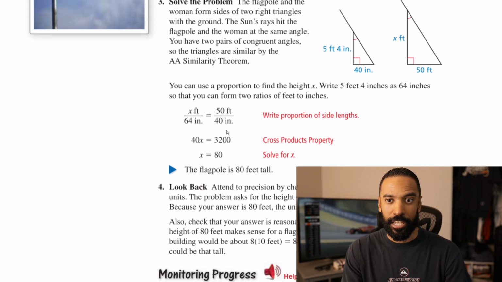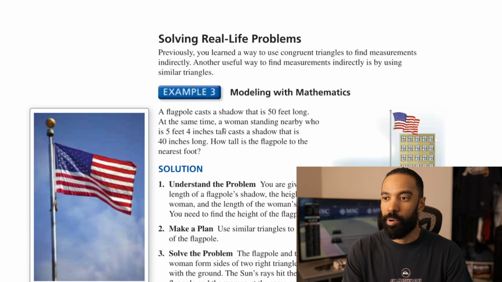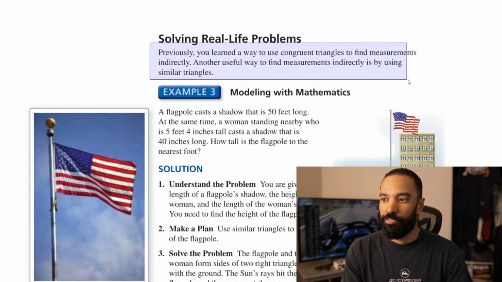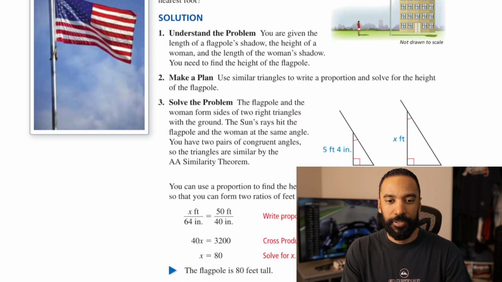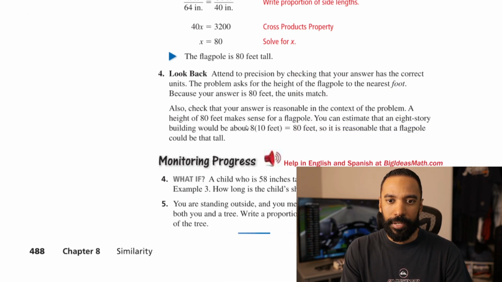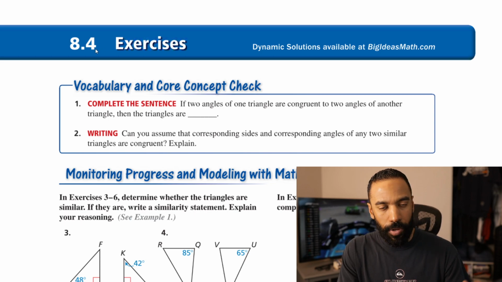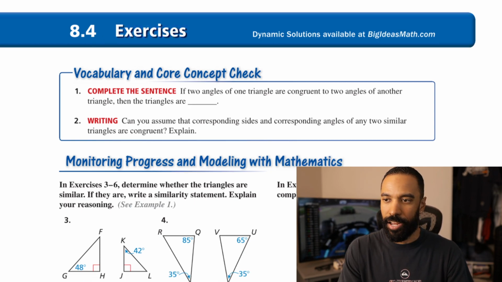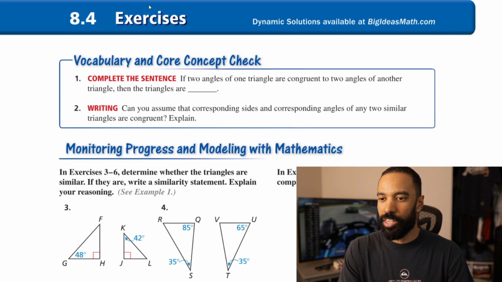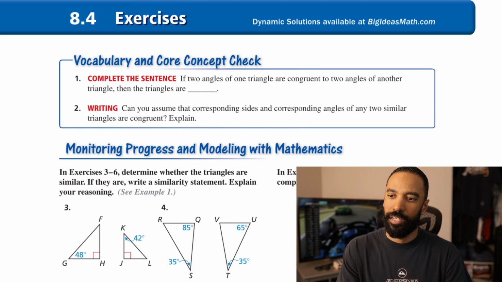And yes, this is a very nice problem to do something like that with. This is probably what they were talking about here: find measurements by using similar triangles. Okay, I'm just going to move forward. All right, cool. We're going straight to the problem set from there. Not too bad. Got under 10 minutes. Let's look at the vocabulary and core concept check before we go to the next set.